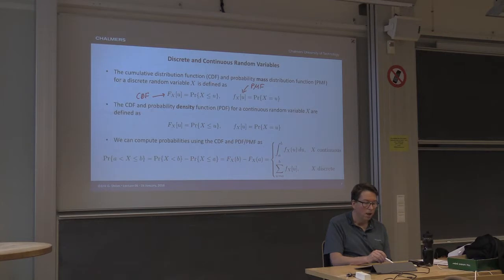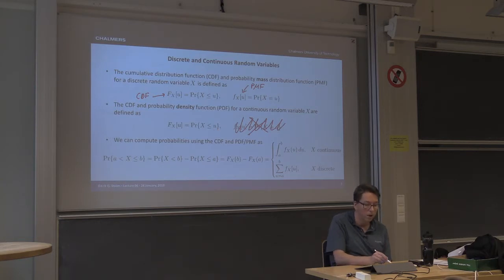Okay. The CDF and probability density function for a continuous random variable are defined as follows. Forget about that. I updated the slides just before going to the lecture, and this is the price you pay for that. There will be some errors. Okay, but the CDF here, we see it looks very similar to the CDF of a discrete random variable. It's simply the probability that x is less than the value u.